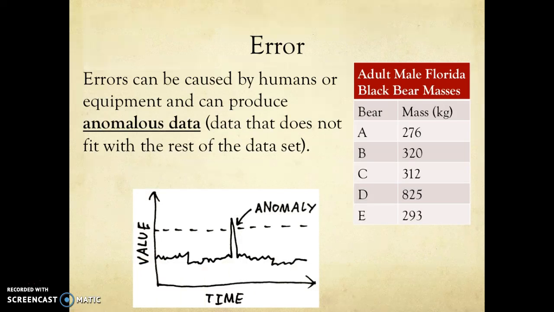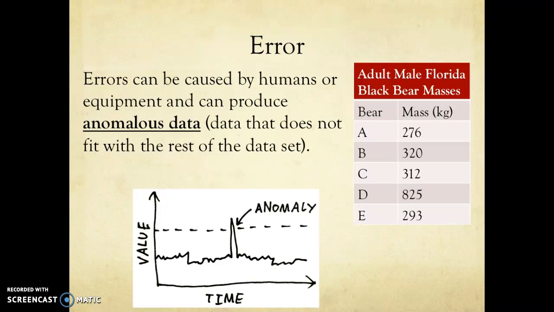Now, error. Errors happen. It's very common. If an error happens, it doesn't necessarily mean that it's a bad experiment or anything like that. It does happen. Sometimes they're caused by people making mistakes. Sometimes they're caused by equipment not working properly. But errors can cause something that is called anomalous data. And what that is, is any sort of data that does not fit with the rest of the data set.